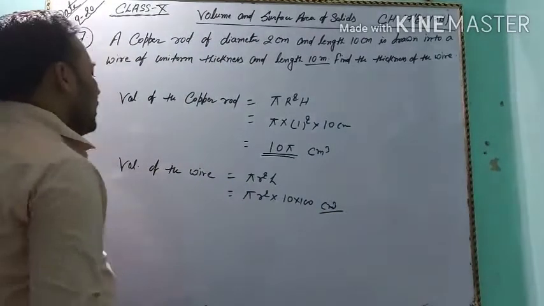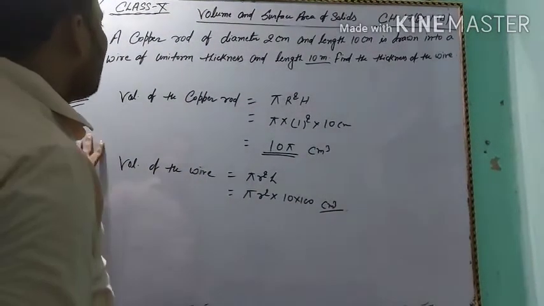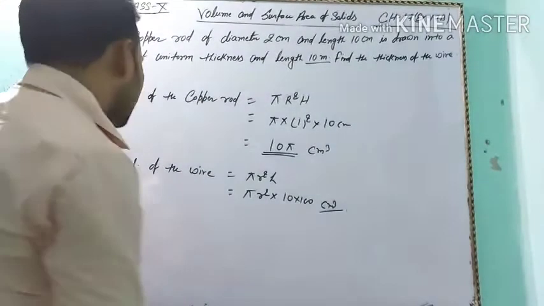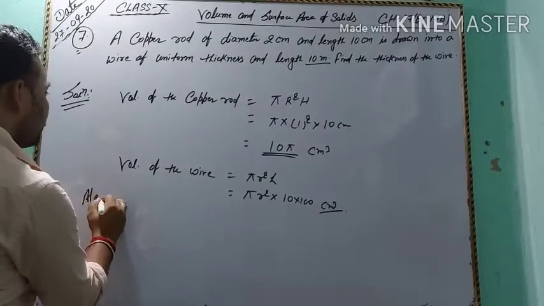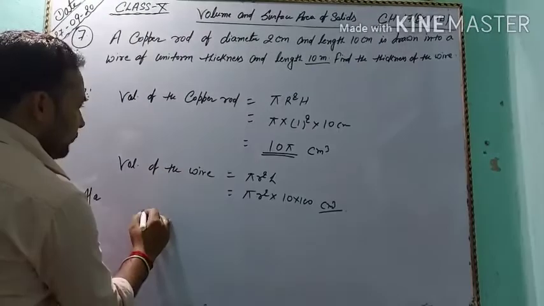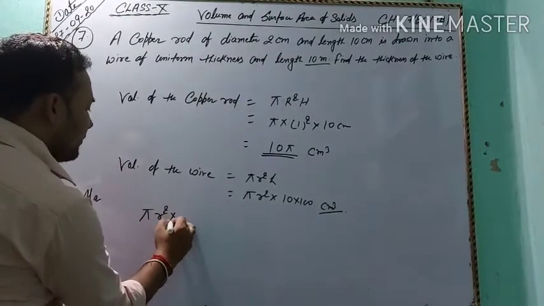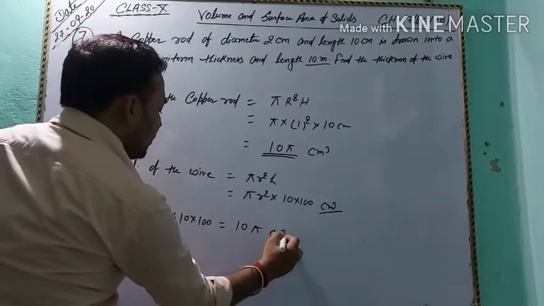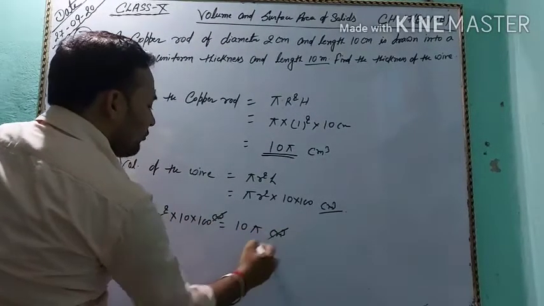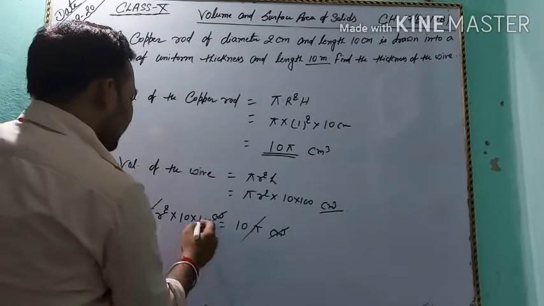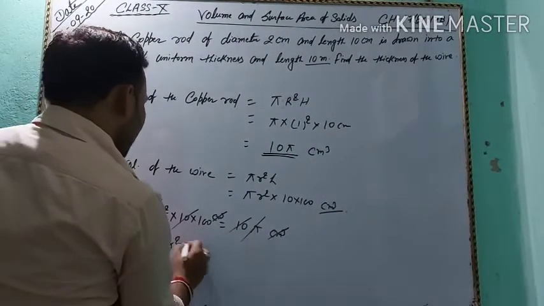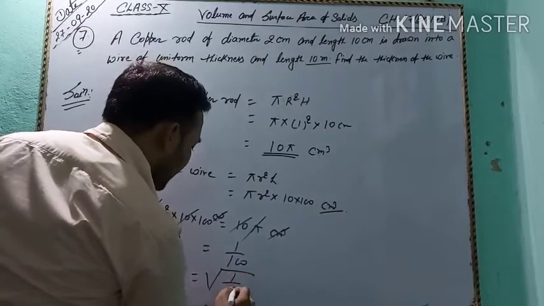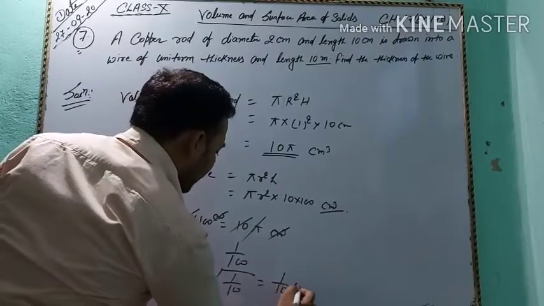So students, in this question, according to the question, volume of the copper rod is equal to the volume of the wire. So according to the question, pi r square multiply 10 multiply 100 is equal to 10 pi centimeter cube. Centimeter cube is cancelled, pi is cancelled, 10 is cancelled. Okay, so r square equal to 1 by 100 and r is equal to root under 1 by 100, that is 1 by 10 centimeter.